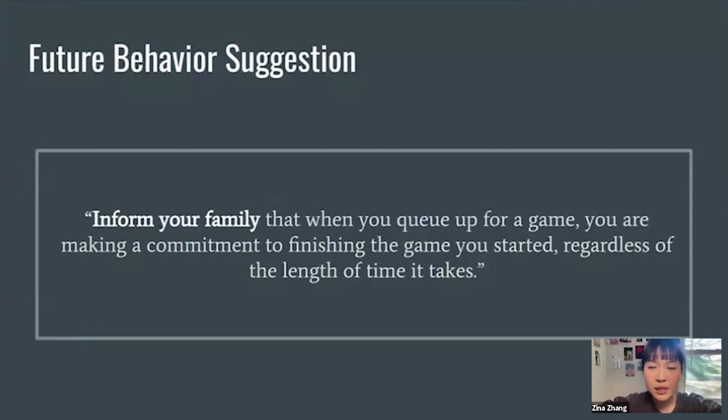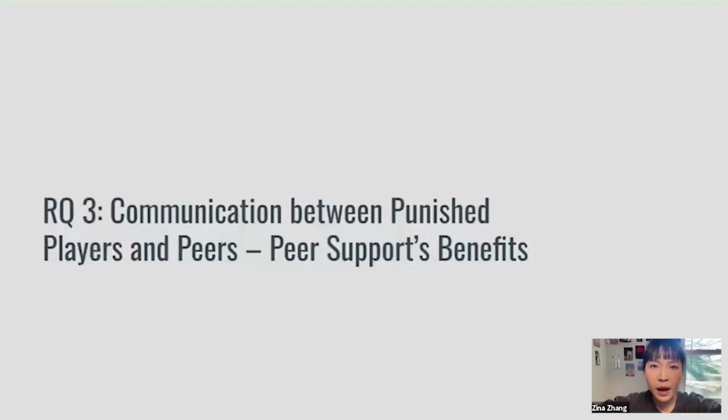For example, this is a response to a player who got a warning for being away from keyboard because during the game, that player needed to help a family member. This community member suggested this player inform their family when they play, because they made a commitment to the game if they start to play. After we understand what good support seeking and support giving could be, I would like to share some potential benefits of such peer support that happen in conversations about moderation.